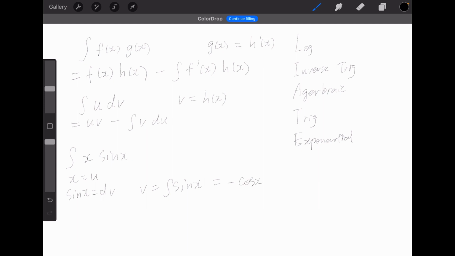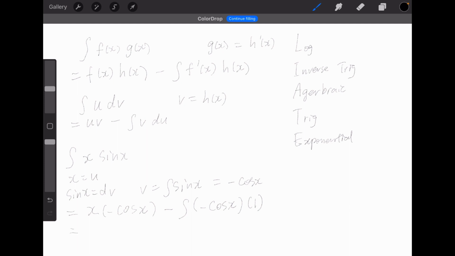And now I'm just going to plug the different functions into the different parts. So the integral equals x times negative cosine x minus the integral of negative cosine x times 1, which is the derivative of x, so du.